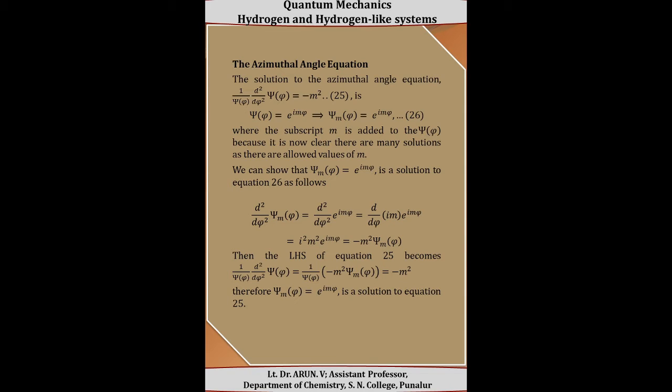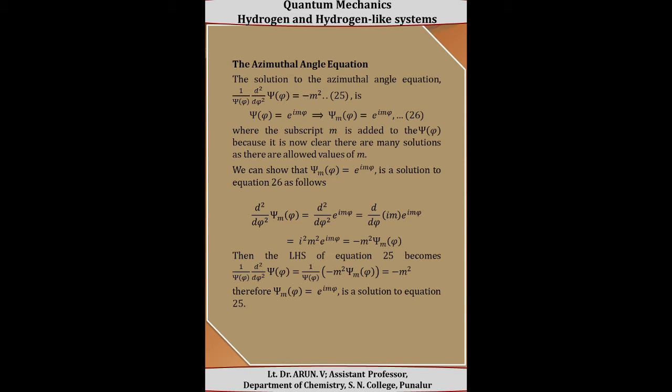We can also show that psi_m(phi), that is equal to e raised to i m phi, is a solution of equation 26 as follows. That is, d square by d phi square into psi_m(phi) is equal to d square by d phi square of e raised to i m phi. That is taking the double differential of e raised to i m phi. First we take the first differential, that is d by d phi of i m into e raised to i m phi, and again, that is i square into m square into e raised to i m phi. We know that i square is equal to minus 1, so that is minus m square, that is equal to psi_m(phi).